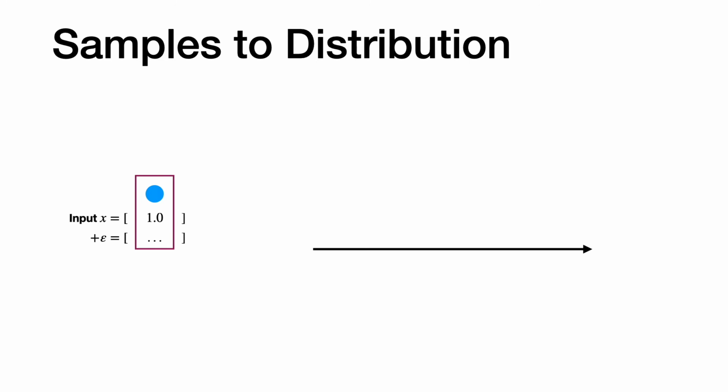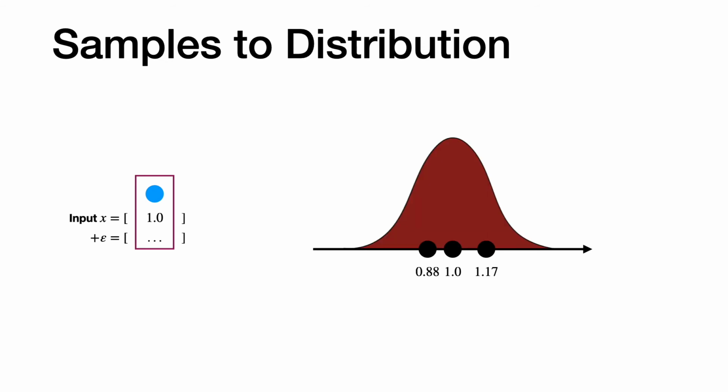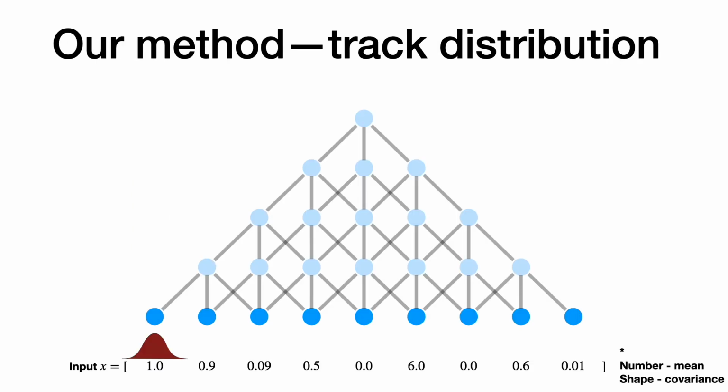If we track all the perturbation epsilon and visualize it on the axis, since epsilon comes from a normal distribution, we get a distribution of the perturbed data sample x, shown in red. What will be the mean of this distribution? It will be the original value of x, which is 1. The variance will be the variance of epsilon. Now let us go back to the network and see what happens.